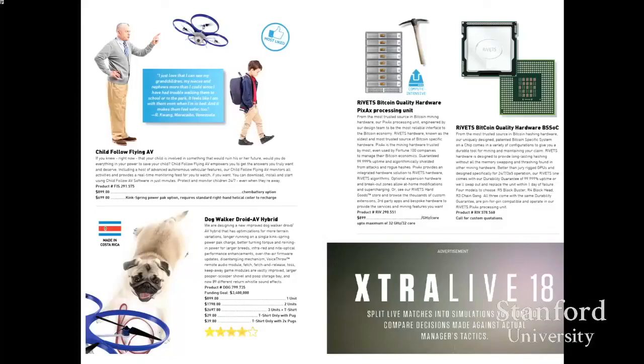And so here are some of the things. The child-following flying AV. This is a time when drones were still, wow, super cool. Now everyone's got them. But there would be a drone that follows your kid and maybe even punishes it if it's sulking. A drone that would walk your dog. Looking at it now, it was only a few years ago, and it's like, yeah, it probably exists.